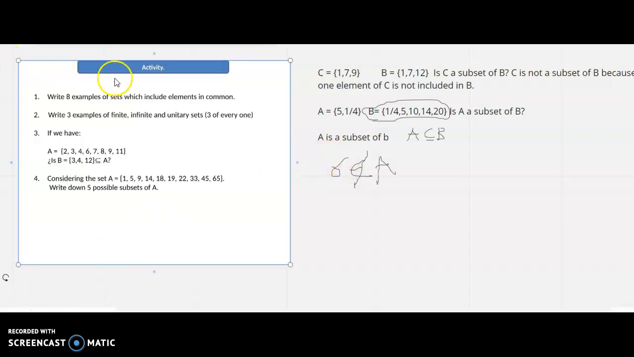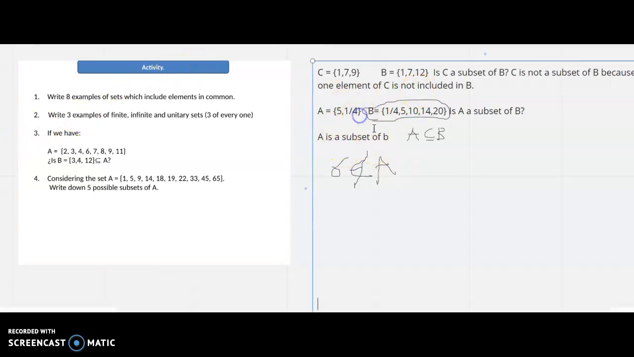Okay, so here we have an activity to practice, and you can do it by yourself. Write 8 examples of sets which include elements in common. So elements in common. So these sets include numbers. So the elements in common are numbers. Or we can use a set such as, for example, a set Z equals. This is not integers, not exactly in this case.